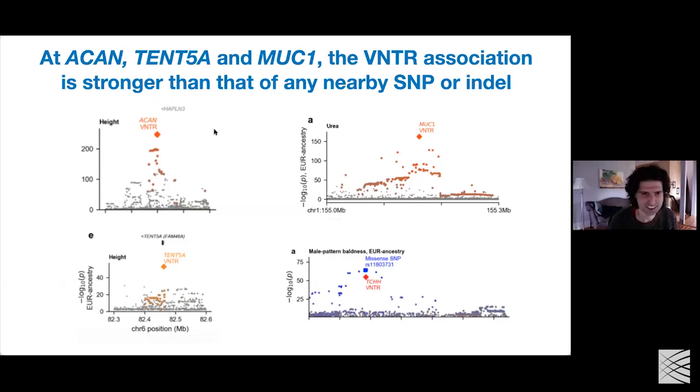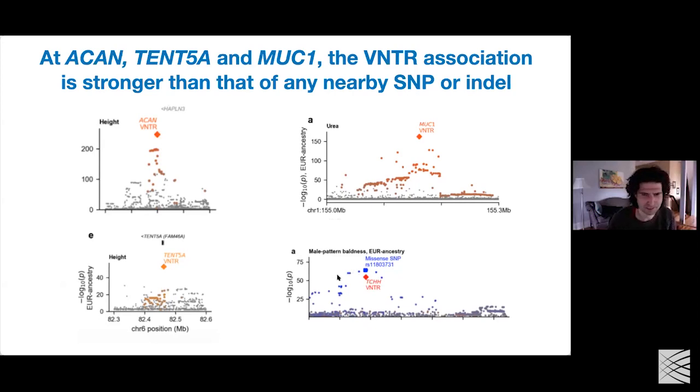At TCHH, the story is a little more complicated. There's a missense SNP identified in the hair curl literature that slightly edged out the VNTR in association strength. This SNP is not in LD with the TCHH VNTR; in fact, the VNTR was not well tagged by any SNPs. And after conditioning on the SNP, the TCHH VNTR remained significant and was the top association at the locus.